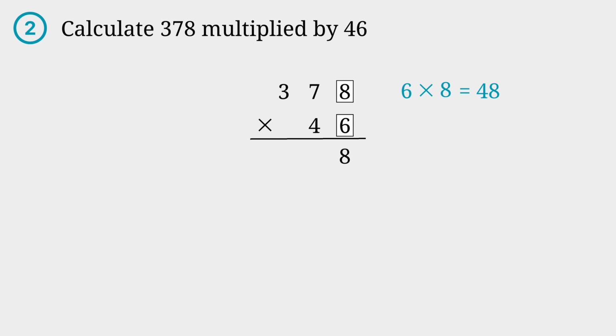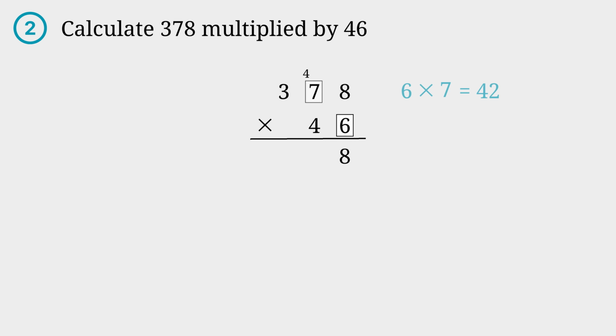Example number 2. Calculate 378 multiplied by 46. Here we multiply with a number that has two digits. Write them down underneath each other like this. Multiply the 6 by the 8, which is 48. Write the 8 down under the line and write the small 4 at the 7.